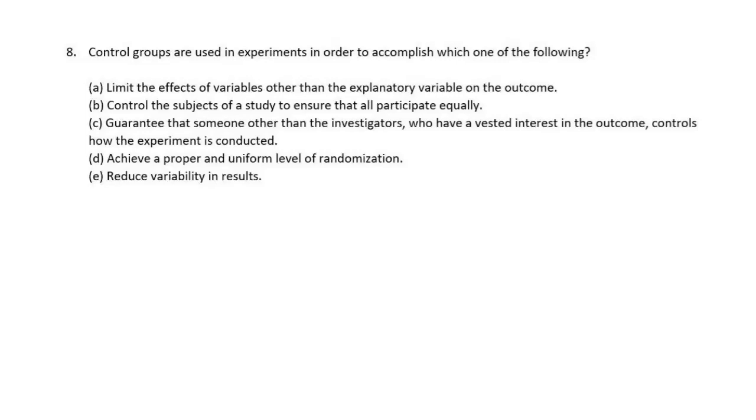Yep. Number 8, control groups are used in experiments in order to accomplish which one of the following? A, limit the effects of variables other than the explanatory variable on the outcomes. B, control the subjects of a study to ensure that all participate equally. C, guarantee that someone other than the investigators who have a vested interest in the outcome controls how the experiment is conducted. D, achieve a proper and uniform level of randomization, or reduce variability in results. The correct answer here is A.